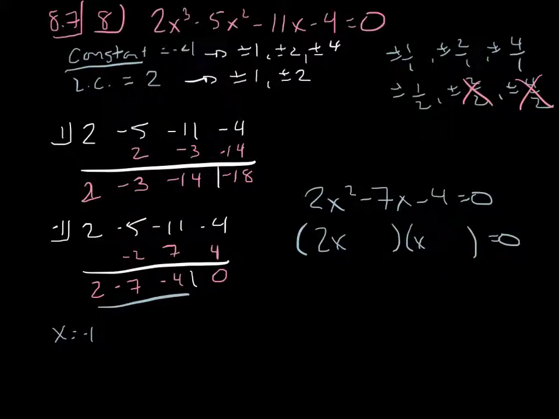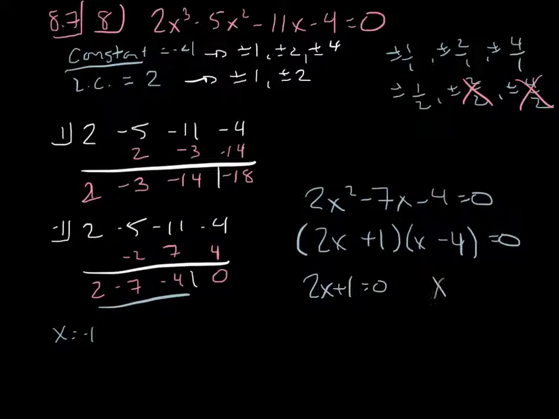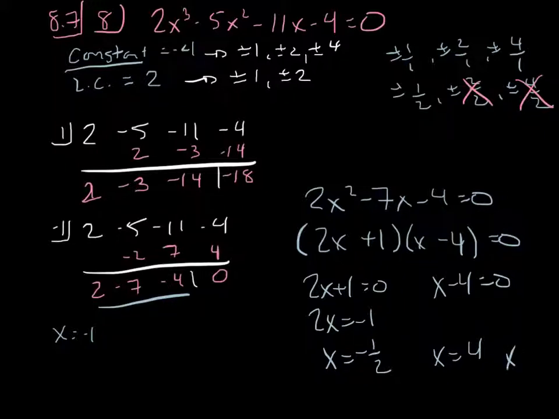So I factor it, and I get 4, 1, I want negative 8 positive. So that gives me an outside 2x squared, negative 8x plus x gives me the negative 7x, 1 and negative 4 gives me the negative 4. So I get 2x plus 1 is equal to 0, x minus 4 is equal to 0, 2x equals negative 1, x equals negative 1/2, x equals 4. So my solutions are, and including the one already found, x equals negative 1.